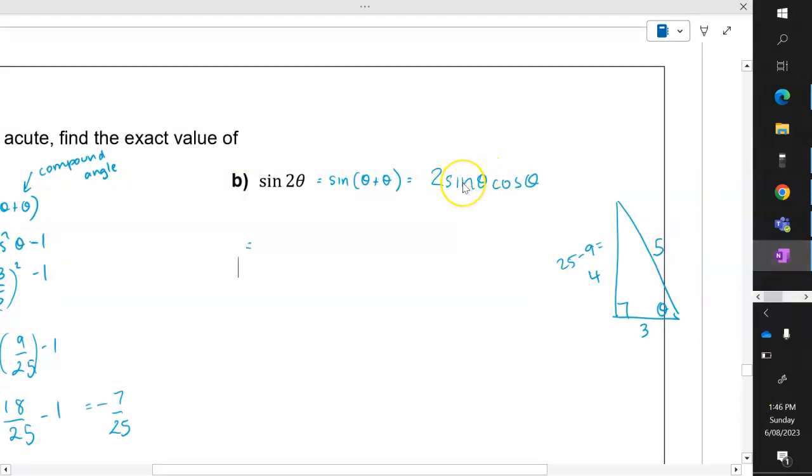So I've got 2 lots of sine theta. So 2 lots of sine theta is opposite on hypotenuse, 2 lots of 4/5. We were given the cos theta, which was 3/5. And now we're going to have a 25 on the bottom. 4 3s are 12 times 2 is 24 on 25.